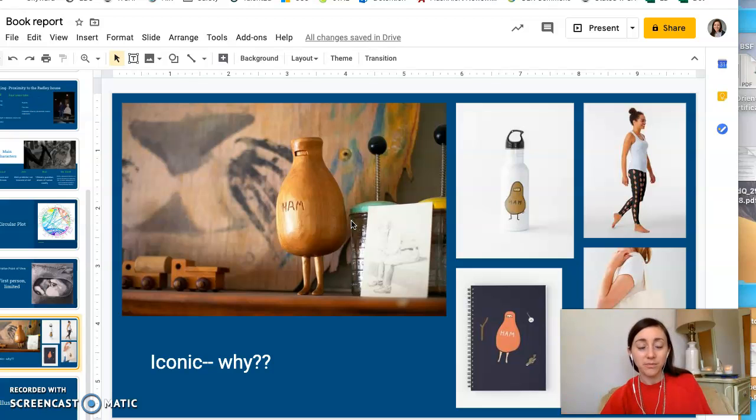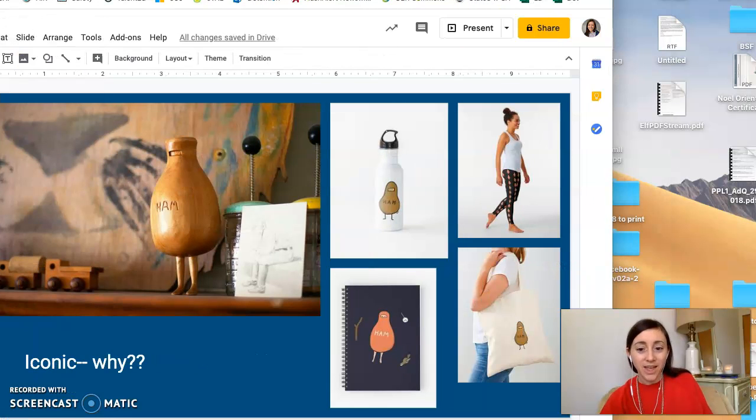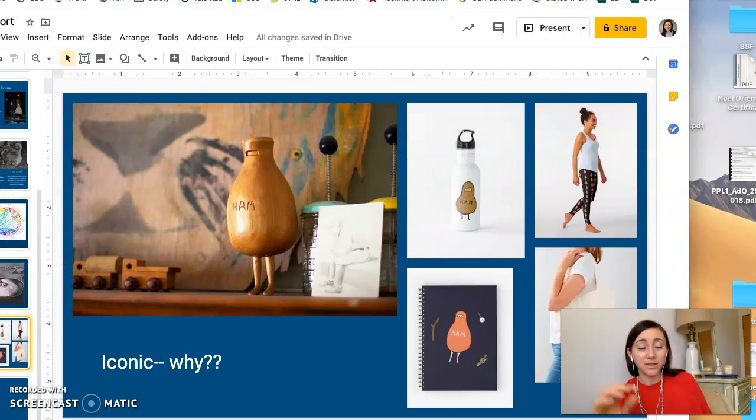I make this point lightly. You can have a Scout in a ham costume water bottle, or even leggings, or a journal, or a bag, or a little wooden figurine. But for all intents and purposes, why is this so iconic? Why is it that people would want to memorialize it? Because this is the story in a nutshell.